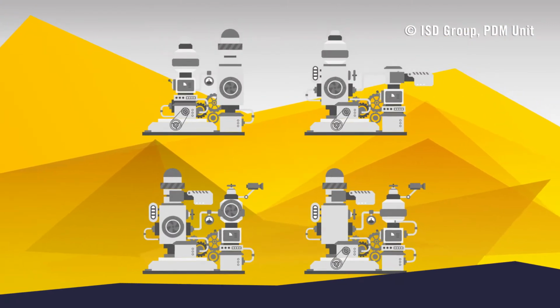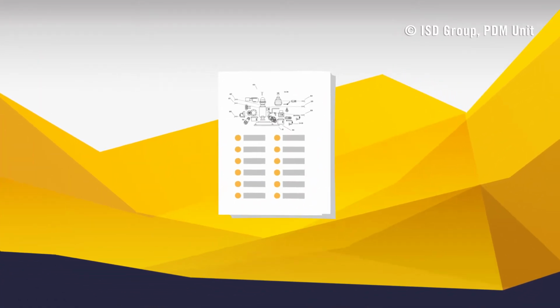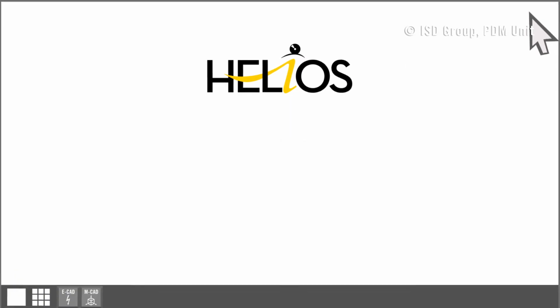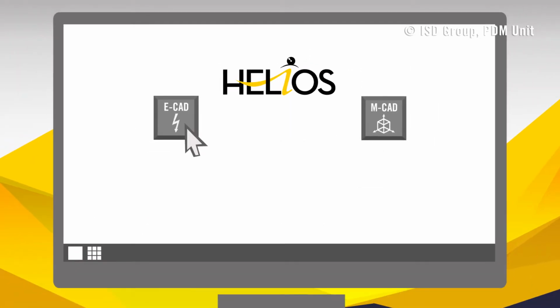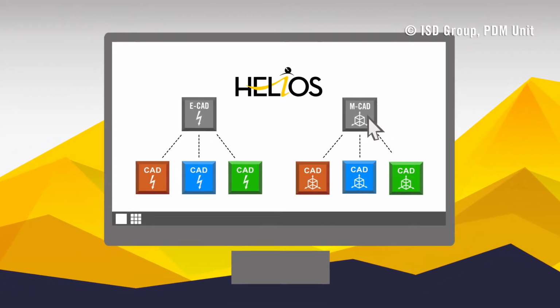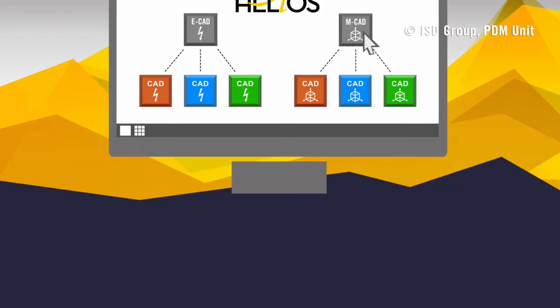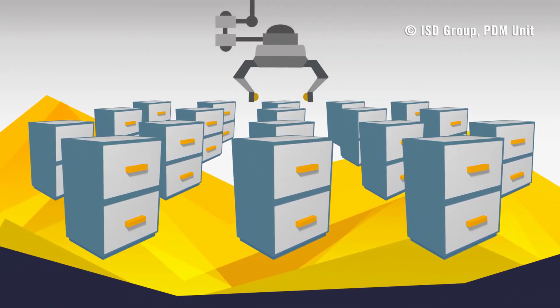From these data sets, you can later directly derive builds and materials for production and final assembly. HELiOS can be interfaced with a wide range of CAD systems. Once everything has been documented in HELiOS, the entire product know-how can be easily retrieved by powerful search mechanisms with only a few mouse clicks.